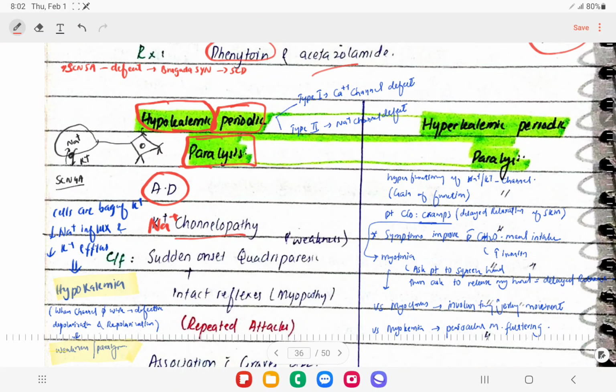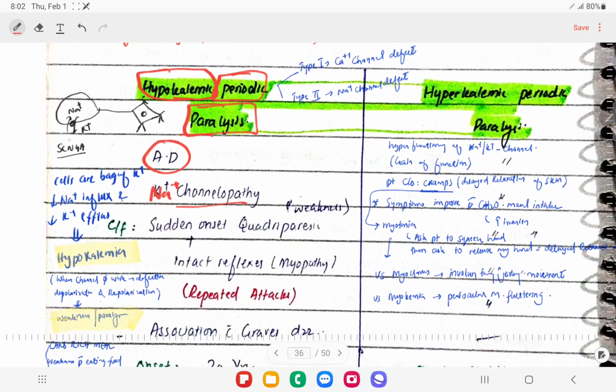Sodium channelopathy in these patients: the sodium channel that is defective in this patient is called SCN4A, right? So in the nerve ending we have this channel that is called the sodium potassium channel. This is not the sodium potassium ATPase. The function of the sodium potassium ATPase is opposite to that of this channel. This channel is responsible for taking in sodium and removing potassium out of the cell.